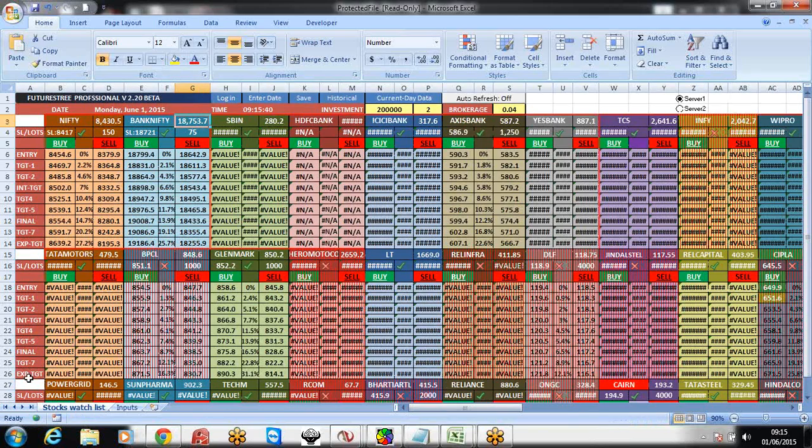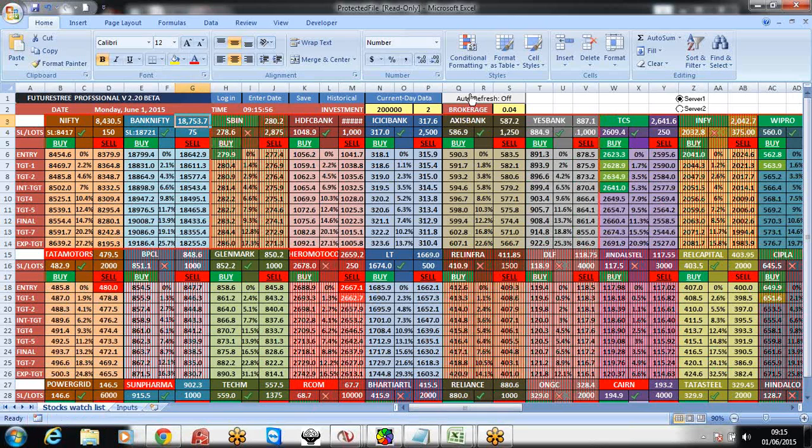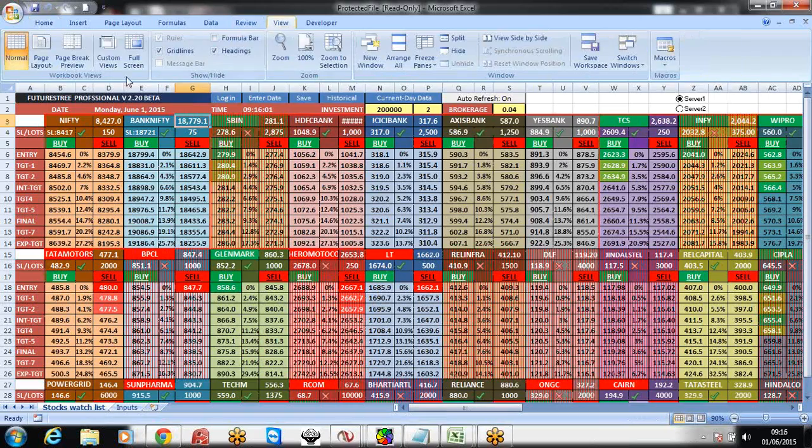That's a very simple strategy. Once you have the software application with you, you'll be able to do the same thing. So we have this globe icon which is rotating. That means that the data is being fed into the application. Now once that is done, I just click on the auto refresh on button and put it on full screen mode.